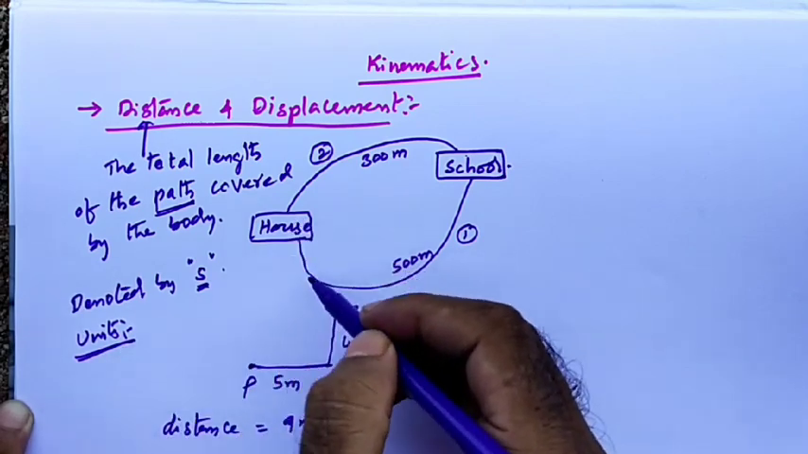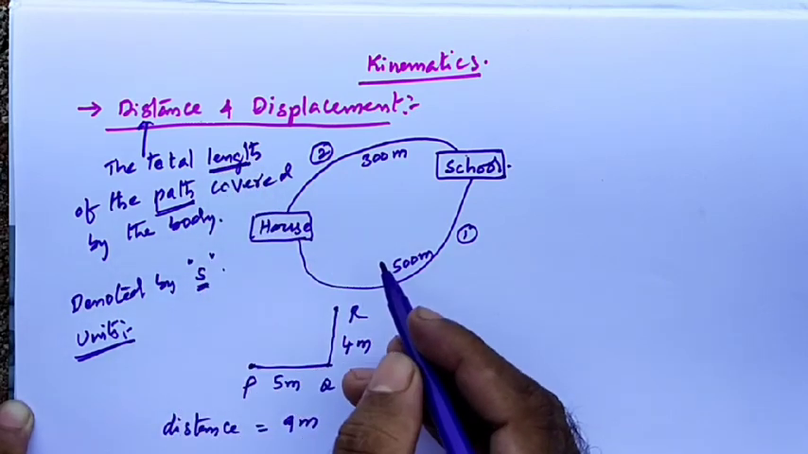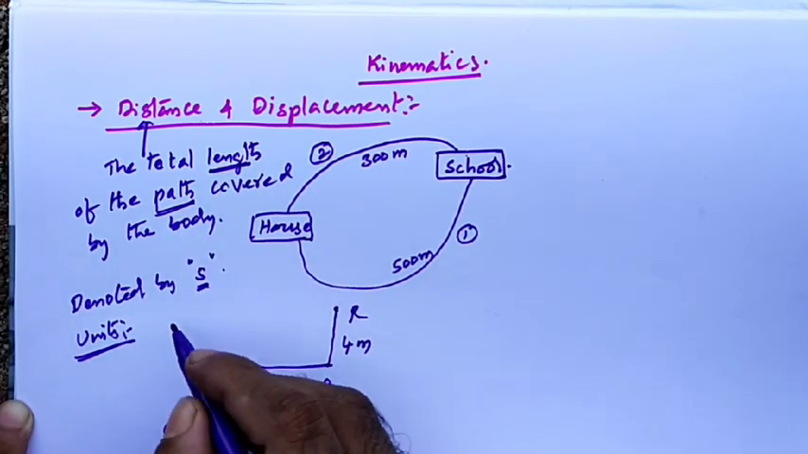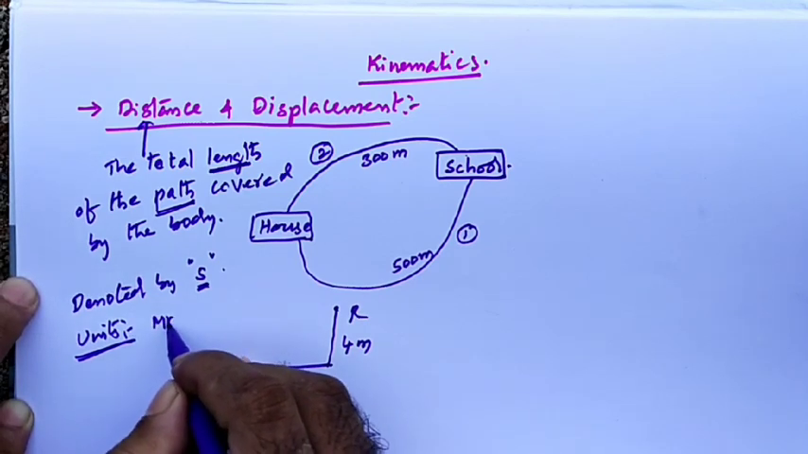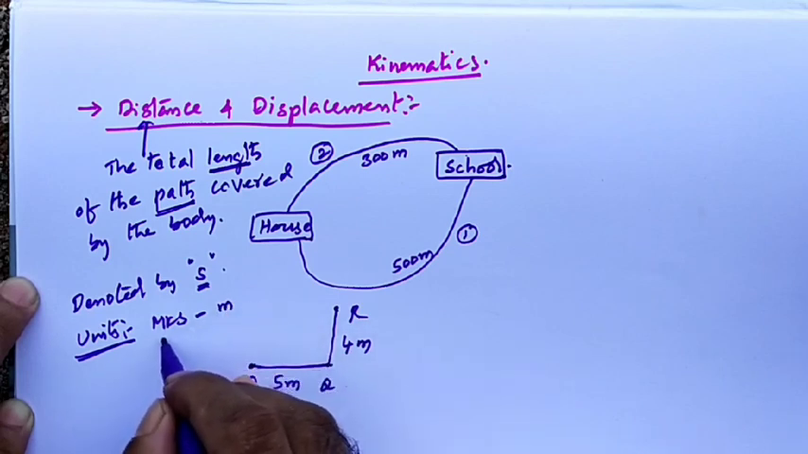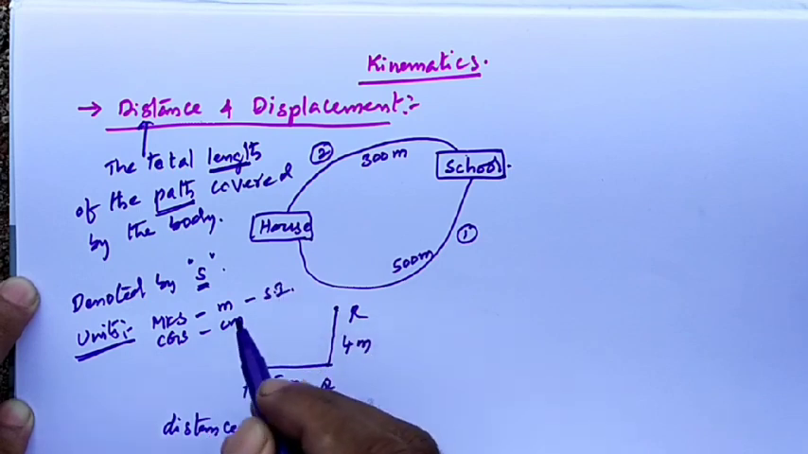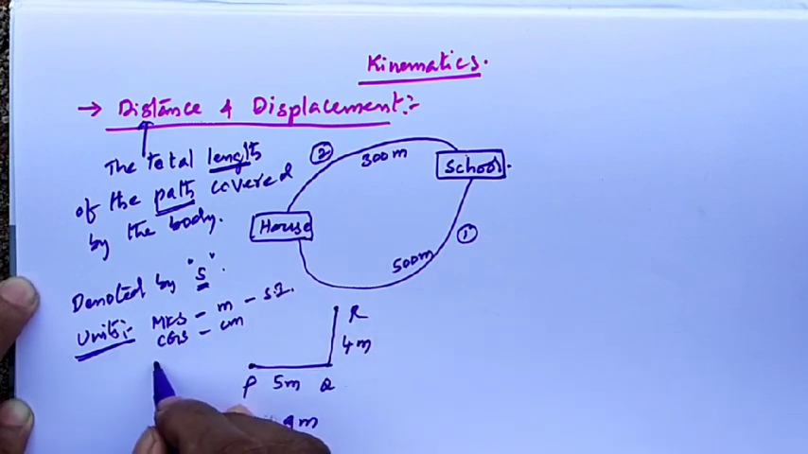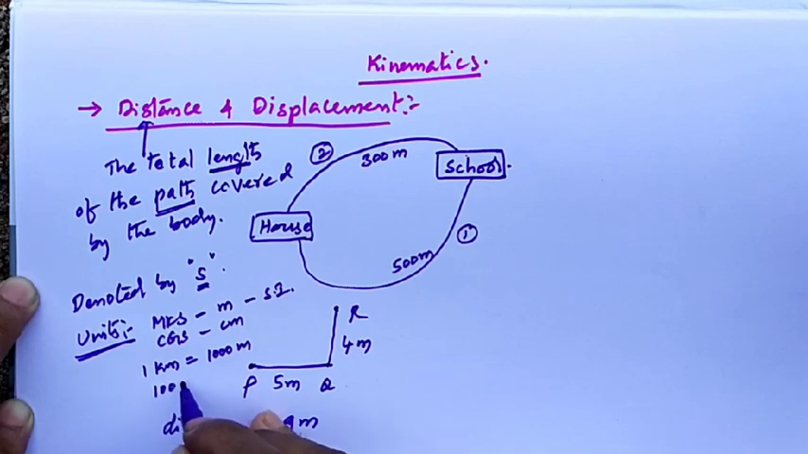As distance is nothing but the length of the path, we know the units of length. Already we learned in the measurement lesson. So what are the units of length in the MKS system? That is meter. In the CGS system, that is centimeter. In SI also it is meter. Some other units we have. What are they? Kilometer. We know that 1 kilometer is equal to 1000 meters. Similarly, 100 centimeters is nothing but 1 meter.